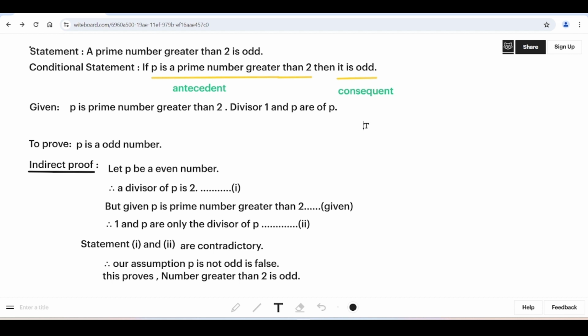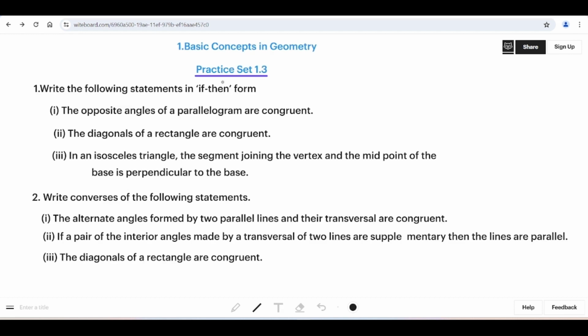Now we will see practice set 1.3. Let's start with practice set 1.3. The practice set is very simple. We have to just write the statements in if-then form and write the converses of the statements. So the first question is: write the following statements in if-then form.